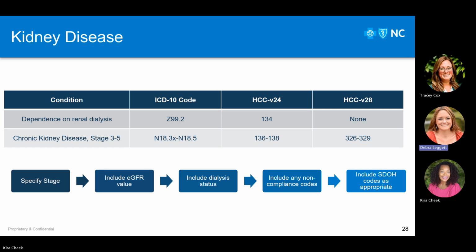to 329. When coding kidney disease, it is important to specify the stage, include the eGFR value, dialysis status and noncompliance, and SDOH codes as appropriate. Providers should also be encouraged to update these conditions in the problem list as they advance. For example, if a patient has progressed from CKD stage 2 to CKD stage 3, this should be documented clearly. And CKD stage 2 should be moved to past medical history with the resolution date to avoid confusion.